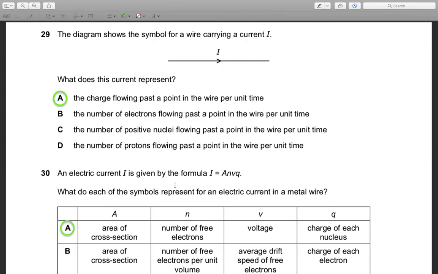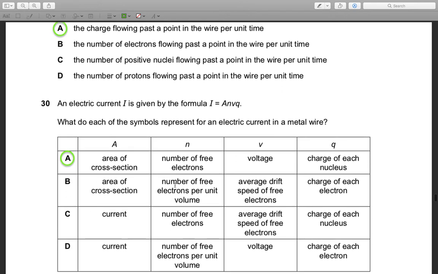How about B, C, and D? B, the number of electrons flowing past the wire per unit time. It's not the flowing of electrons, because the direction of the current is opposite to electron flow. The number of positive nuclei? No, positive nuclei haven't moved. D, the number of protons flowing? No, the protons are never flowing. Okay, the correct answer is A.